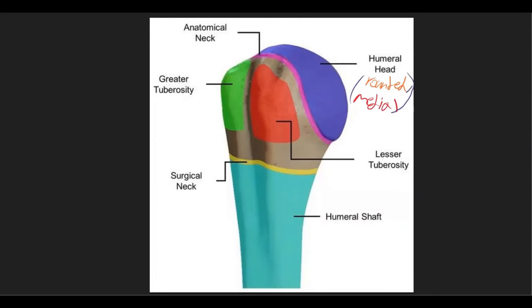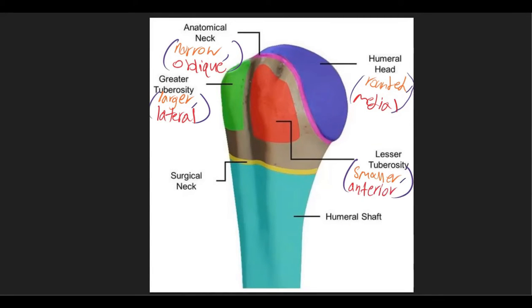This rounded medial head is followed by this narrow oblique neck. Then here, two tuberosities. The larger lateral one is called the greater tubercle, while the smaller anterior one is called the lesser tubercle. We have another narrow part, called a surgical neck, as it is a frequent site of fracture. Now let us jump to the humeral shaft. By the way, the words tuberosity and tubercle are used interchangeably, but tuberosity means a larger tubercle.